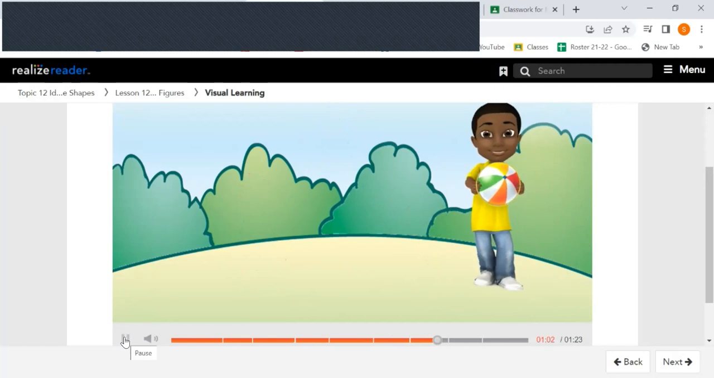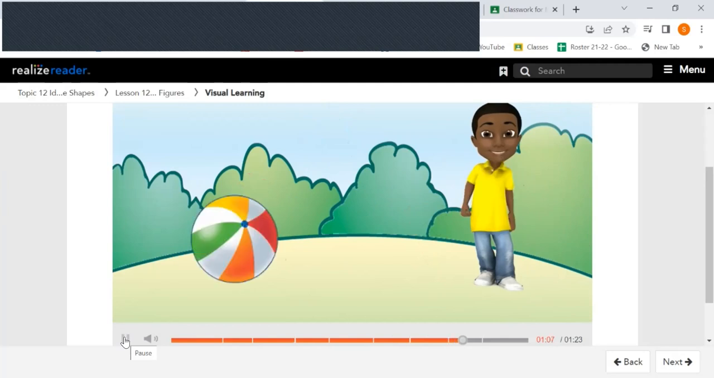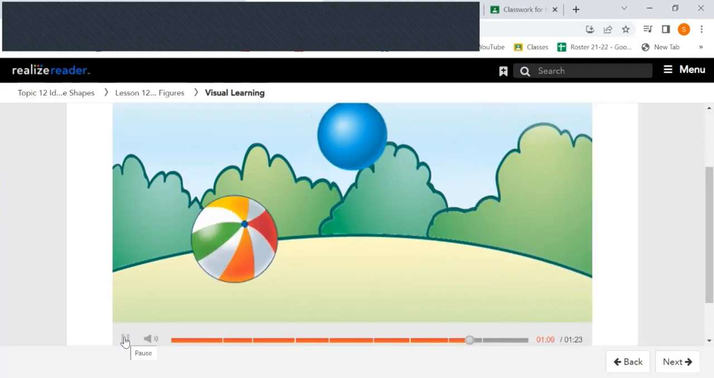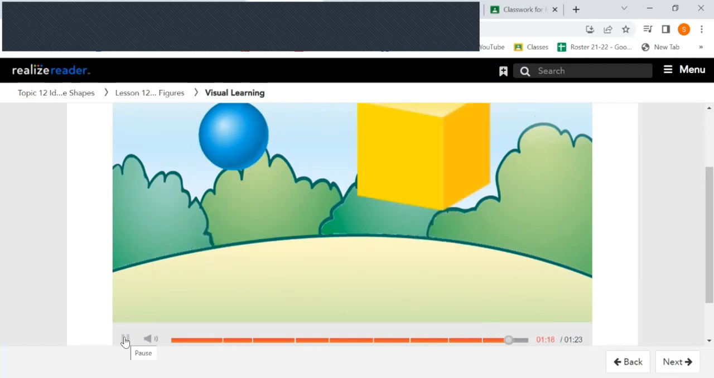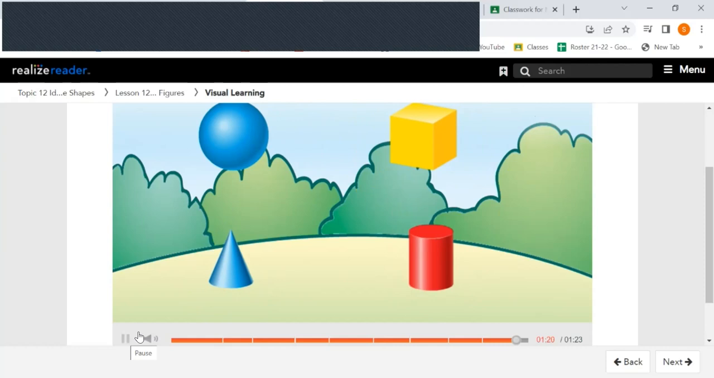Now Jackson is holding a beach ball. What shape is the beach ball? The shape of the beach ball is a sphere. What else can you think of that is shaped like a sphere? A soccer ball is shaped like a sphere. Now you know how to name shapes that you see.